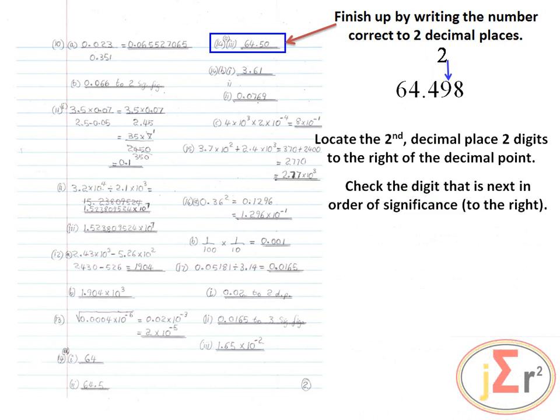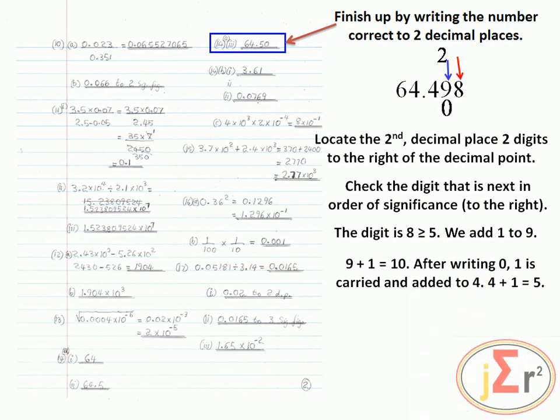Check the digit that is next in order of significance, which is the one to the right, which is an 8 in this case. Because it is greater than or equal to 5, then we will add 1 to the digit in question. And the digit in question is that 9 that is located in the second place of decimal, since we are writing correct to 2 decimal places. So the digit in question will be that digit in the second decimal place. So we add 1 to that 9. 9 plus 1 is equal to 10. We will put 0 and 1 will be carried to the next significant digit.